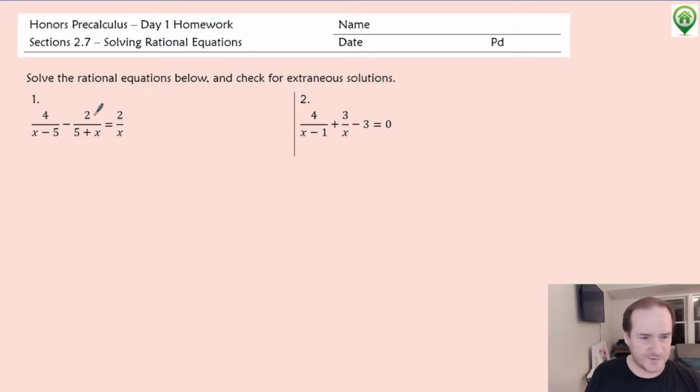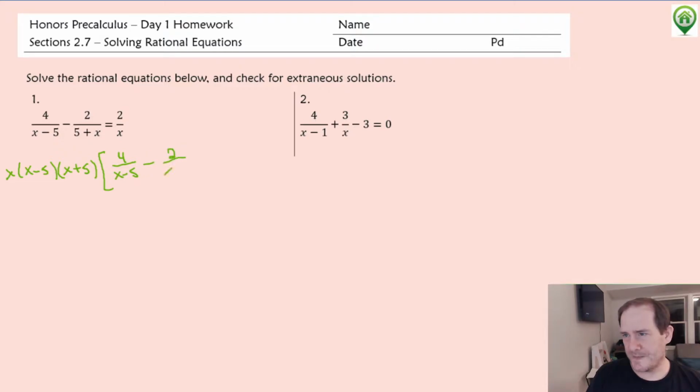We said the easiest way to solve one of these equations was just multiply through by the LCD. An x minus 5 and a 5 plus x and an x. Those are all different factors. So we do need to multiply through by x and x minus 5 and the 5 plus x, aka x plus 5. You can just switch those terms if you want to make it make more sense. But we're going to distribute that under the entire equation. So 4 over x minus 5 minus 2 over x plus 5 equals 2 over x.